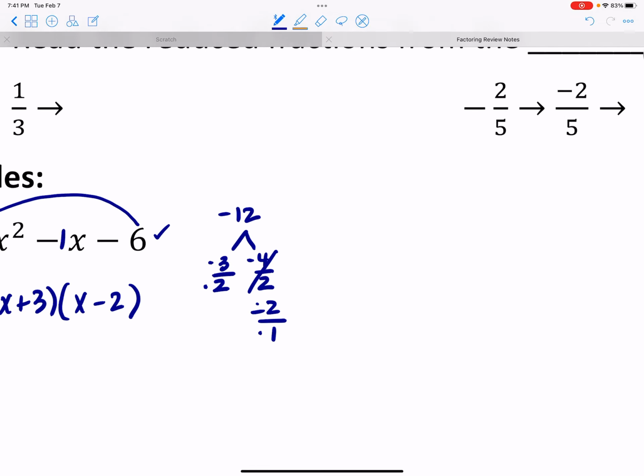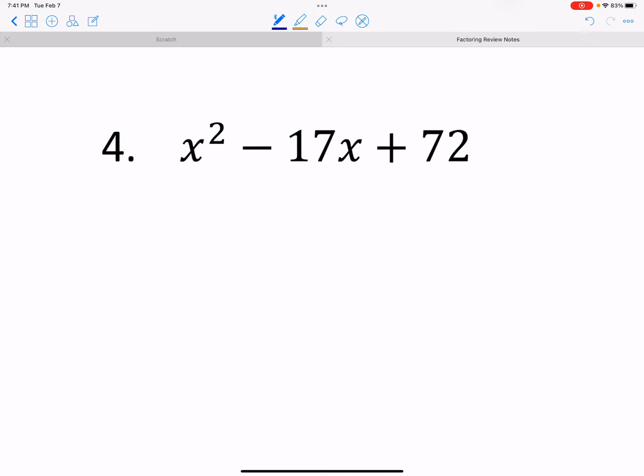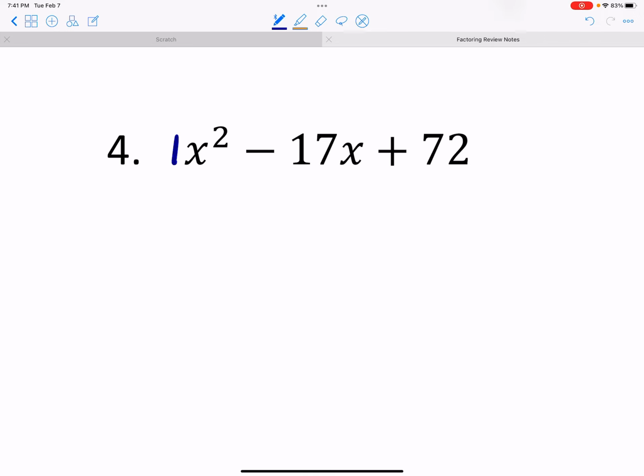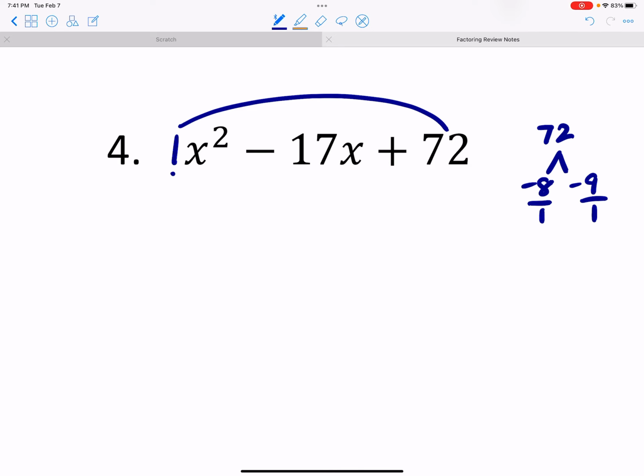Let me show you one more time and then we'll go to the steps. Again, multiply your first number, it's 1 and 72, makes 72. Find factors of positive 72 that add to negative 17, like a negative 9 and a negative 8. They multiply to positive 72, they add to negative 17. We divide them by our first number, and then reduce if we can. Well, these don't reduce, so 1x minus 8 is going to be a factor, and 1x minus 9 is going to be a factor. And I'm done.